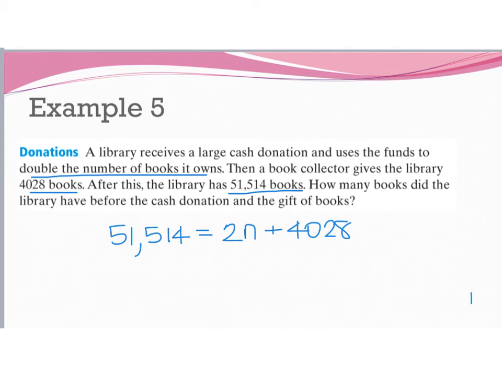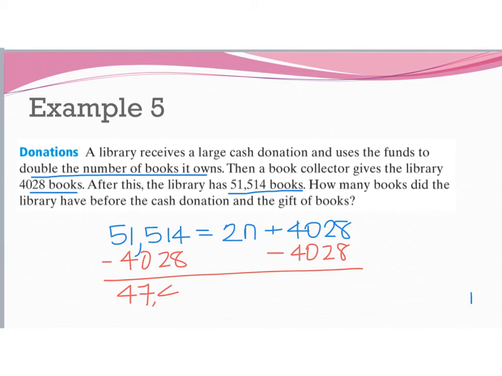And again, I'm going to start out by subtracting the term that's attached to the 2n piece. So in this case, I'm going to undo addition with subtracting 4,028 from both sides. When I do that, I get 47,486 equals 2n, and this right here is going to cancel.